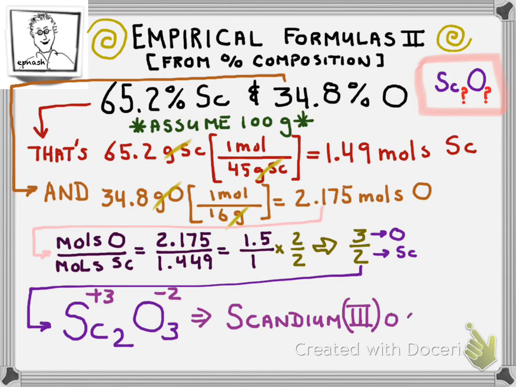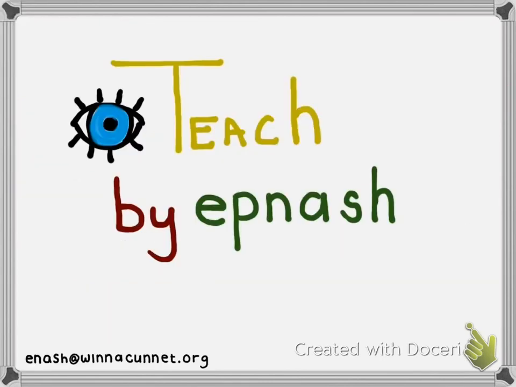And that's basically how you can determine the empirical formula given a percent composition. It's really not too bad once you learn that little trick about the 100 grams. So there you go.